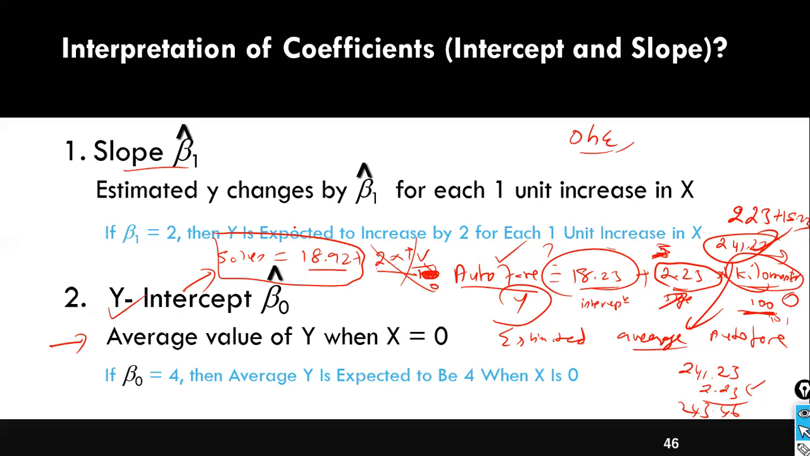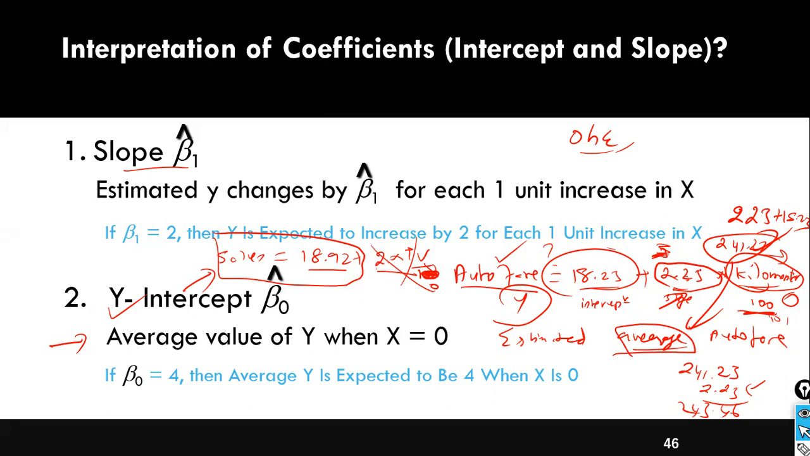See, the classic example is auto fare. For you only, I took this example. If somebody travels 100 kilometers, these values are already computed by a model. I don't have to do any math. Simply plug in the value 100 into this. This is the estimated average auto fare. You need to include average: estimated average auto fare.